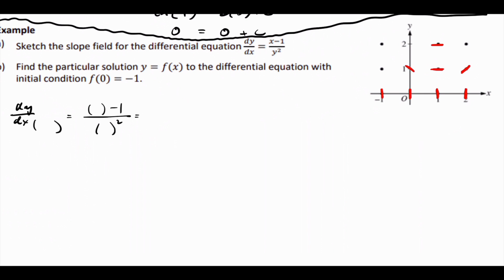And then 2, 2. 2 and 2. So we get 1 over 4. A slope of 1/4 means I only go up 1 over 4. So it's a little flatter. Not quite 0, but flat. Okay, 2 more.